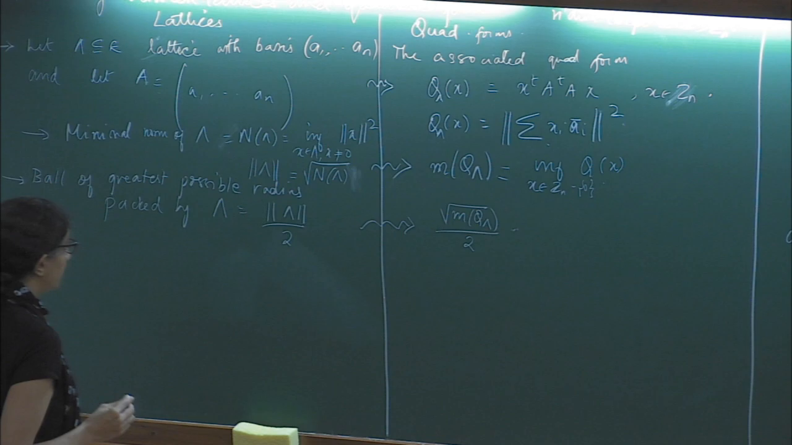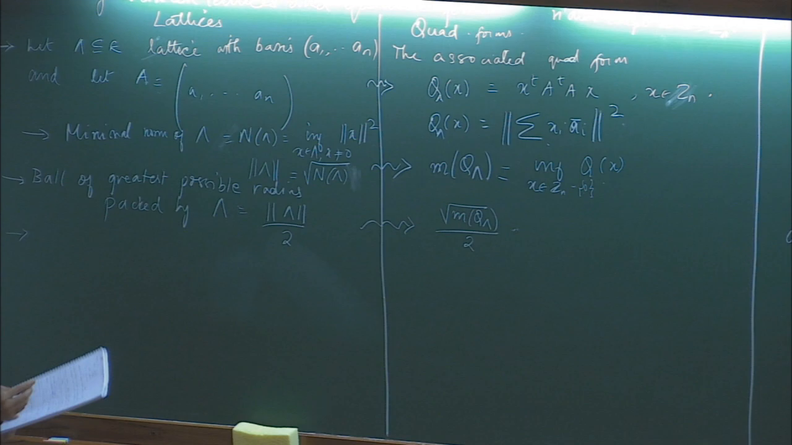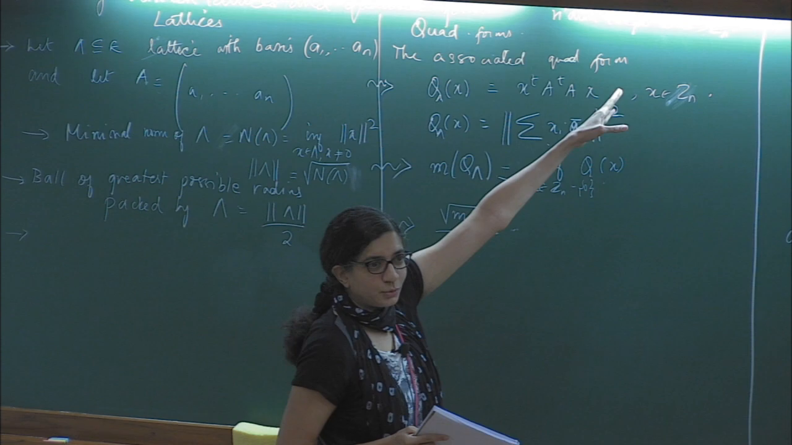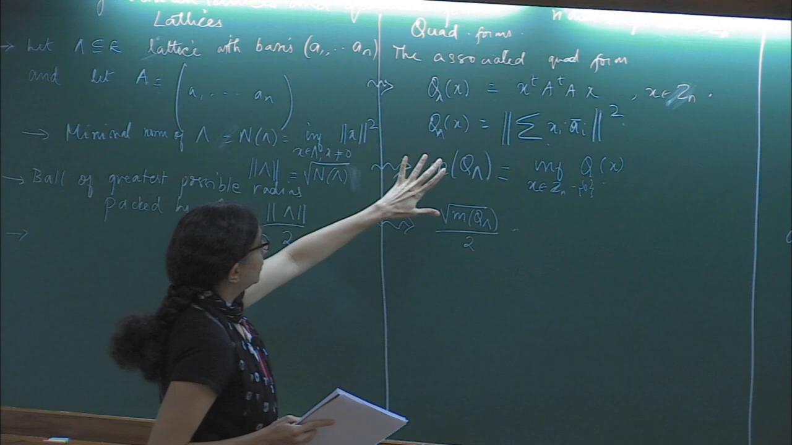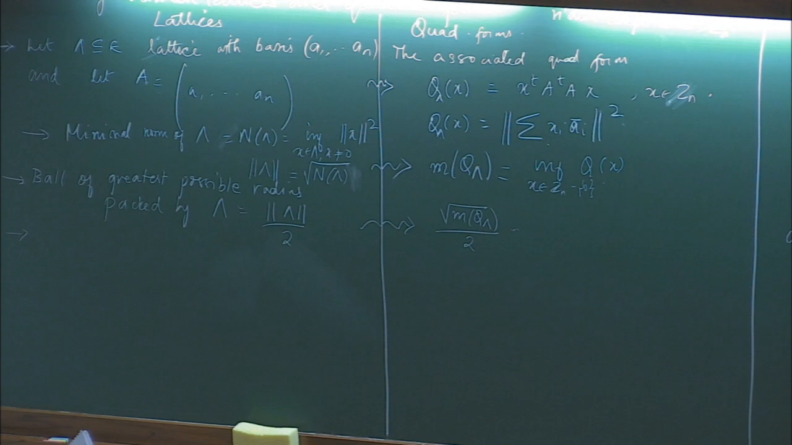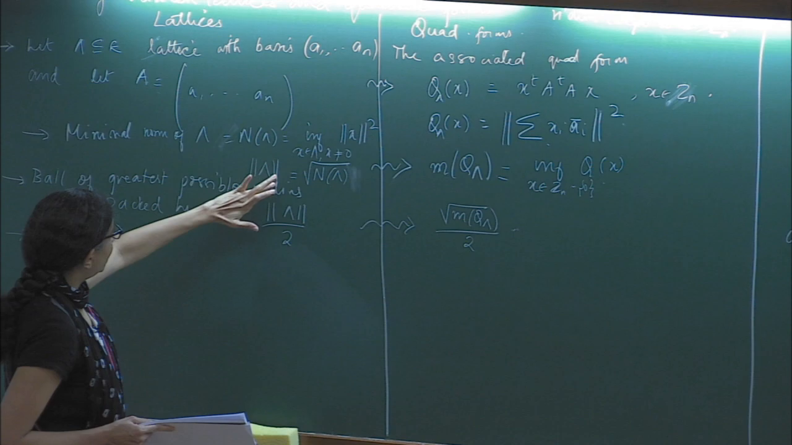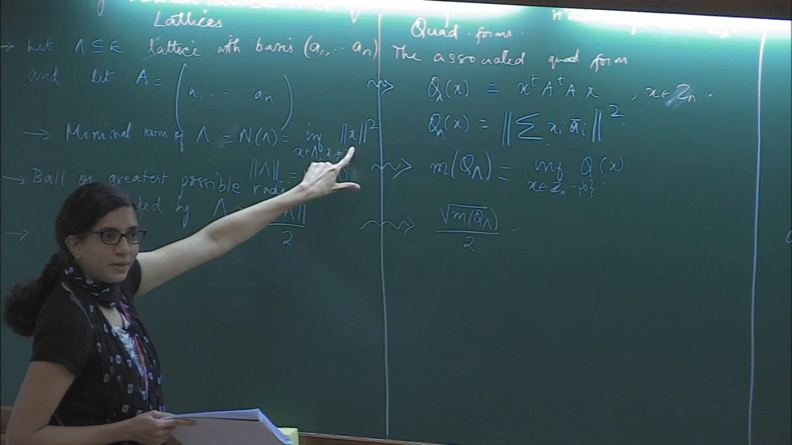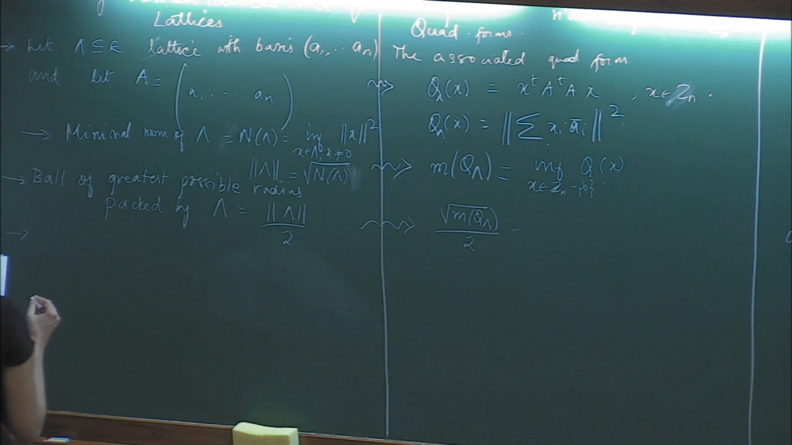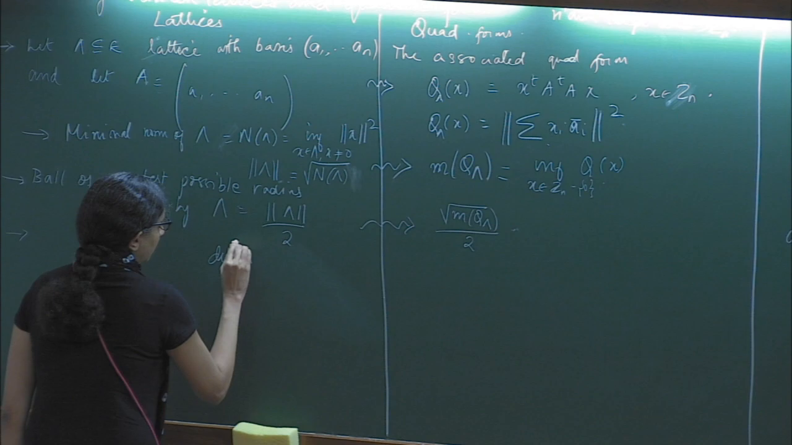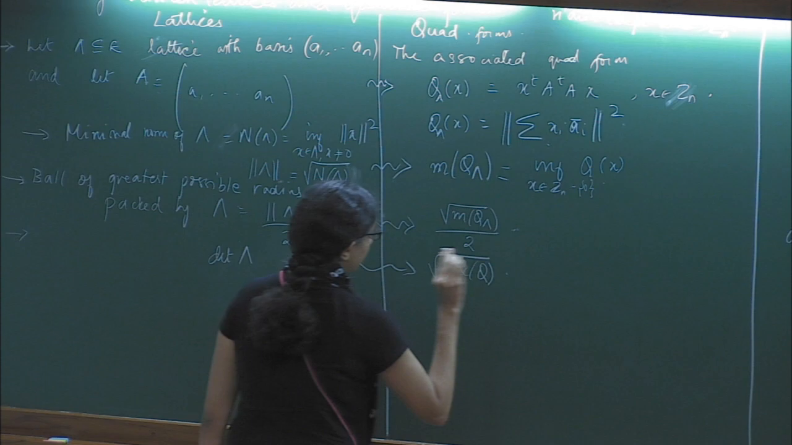So this is the infimum of Q of x, where x runs over this integral lattice. The norm of lambda is the square root of N of lambda, where N of lambda is the infimum over x in lambda, x non-zero, of norm x squared. This is the length of the shortest possible vector. And the determinant of lambda would correspond to the square root of the discriminant of Q. The determinant of lambda is the determinant of A, which is the square root of the discriminant of Q.